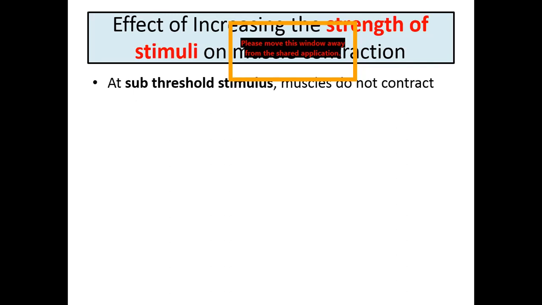Why do you think that when I apply a subthreshold stimulus, muscles do not contract? Because subthreshold is lower than threshold, so it doesn't meet the point to do muscle contraction. Yes, the all or none law.